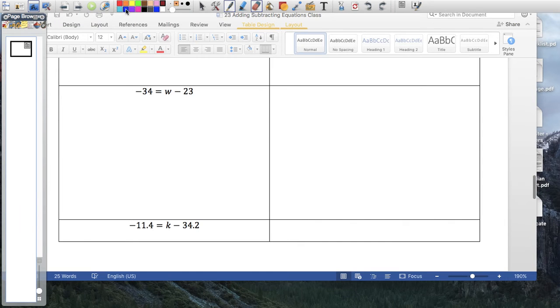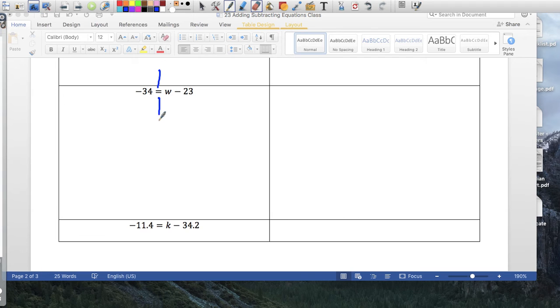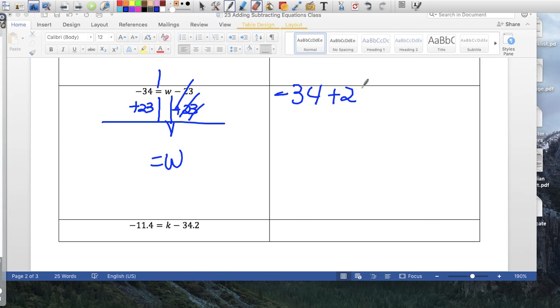Okay, again. Line, line. So we're going to do the inverse, and it's going to be plus 23 and plus 23 over here. So this crosses out, and the w comes down. I have w equals negative 34 plus 23. There's more negative, right? So it's going to be negative, and then how many more? 34 minus 23 is 11. So w equals negative 11.